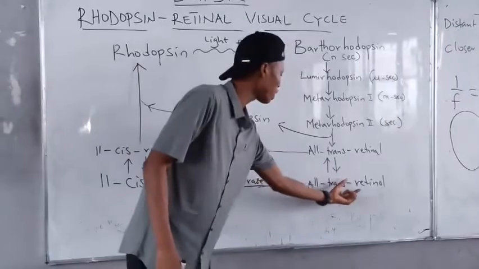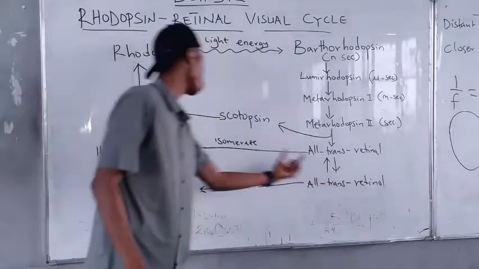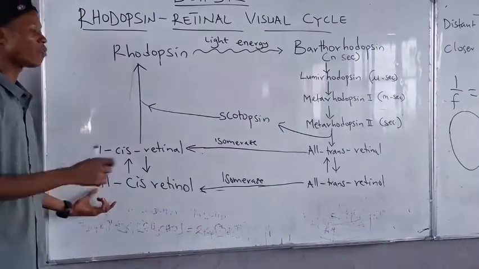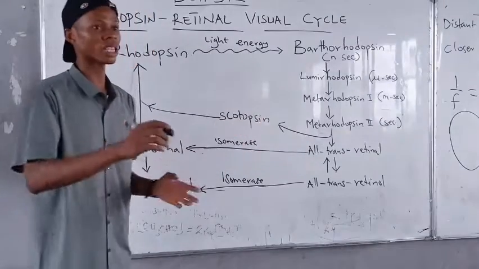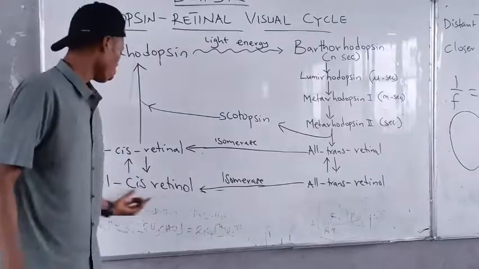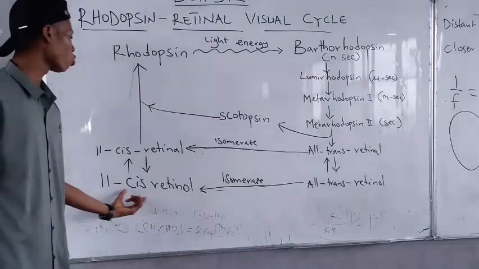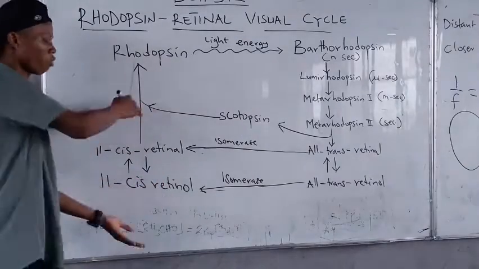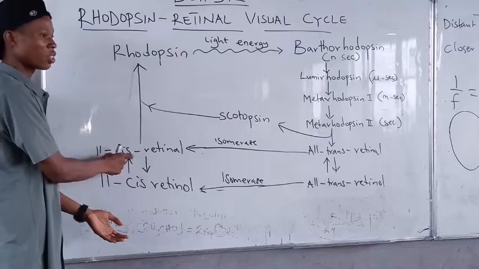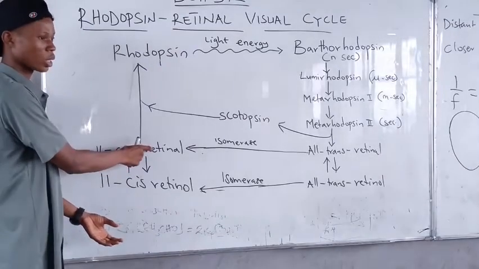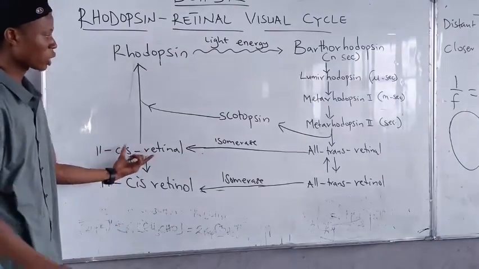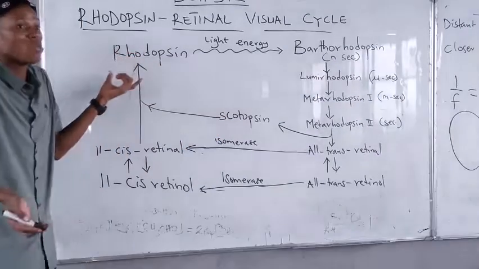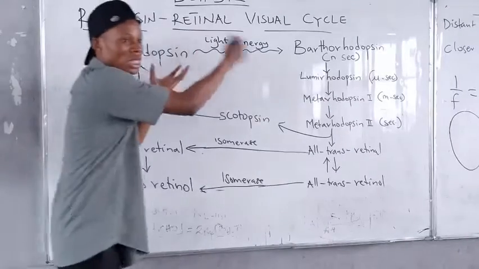Now, the all-trans-retinol can be isomerized to what? 11-cis. So on position 11, that trans bond there can be converted to a cis bond. Good. So it can be isomerized to 11-cis-retinol. And 11-cis-retinol can be converted back to what? 11-cis-retinal. So the 11-cis-retinal can combine with opsin to form rhodopsin. And the rhodopsin becomes stable, waiting for another light to excite it.